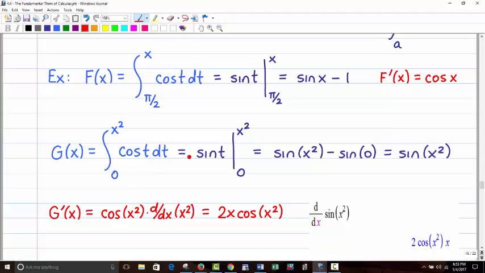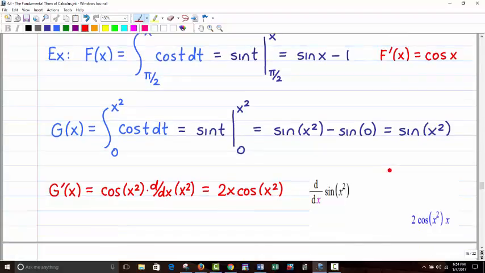0 to x squared, cos of t dt, the antiderivative is sine of t. Put in x squared, put in 0. So it's sine of x squared minus sine of 0, sine of 0 is 0. So the integral function then, G of x, would equal sine of x squared. Now suppose I want to take the derivative of that. So we must not forget our friend the chain rule. The derivative of sine of x squared will be cos of x squared, also with the derivative of x squared attached to it, all from the chain rule. I just put the 2x in front because I like the way it looks better. But even though I wrote it at the end, I put it in the front.